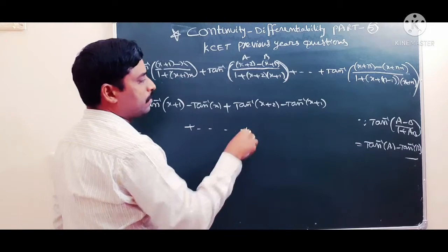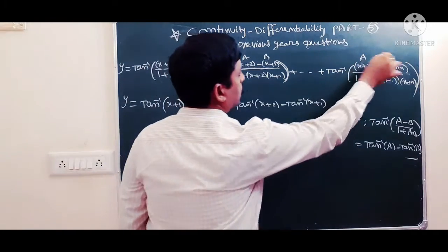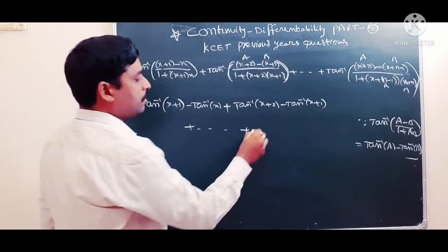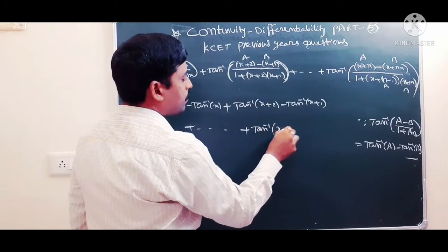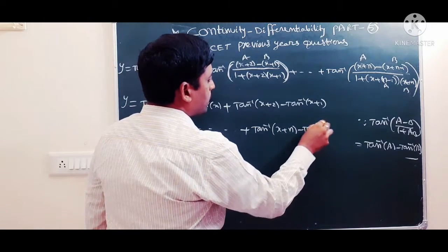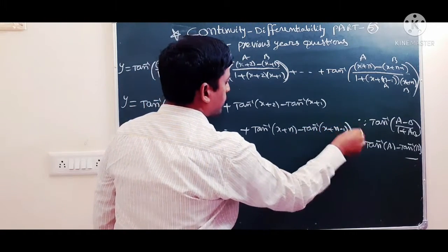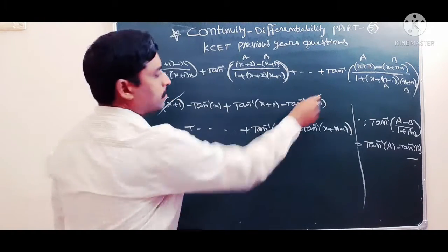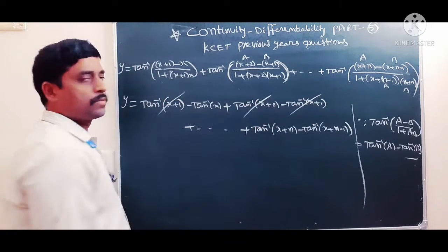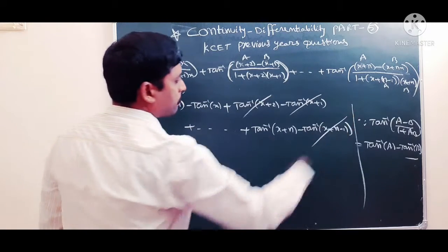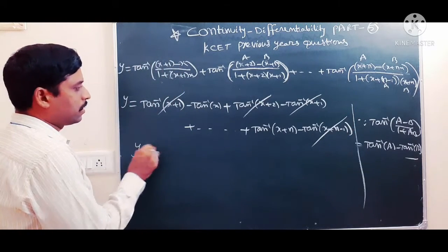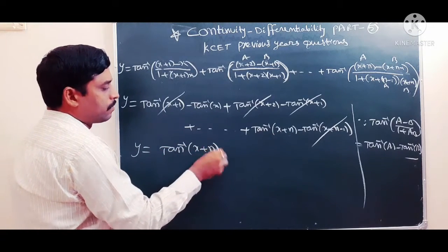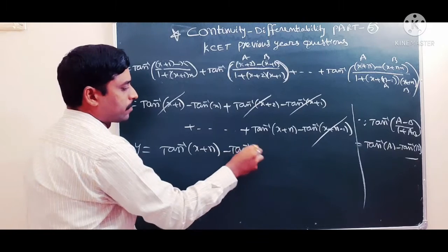plus and so on, plus this value, this is a, this is b, this is ab. Tan inverse of (a minus b) by (1 plus ab), this will be tan inverse of (x plus n) minus tan inverse of (x plus n minus 1). In this, tan inverse of (x plus 1) gets cancelled, tan inverse of (x plus 2) gets cancelled, and so on. Last term will be cancelled. Therefore, y is equal to tan inverse of (x plus n) minus tan inverse of x.